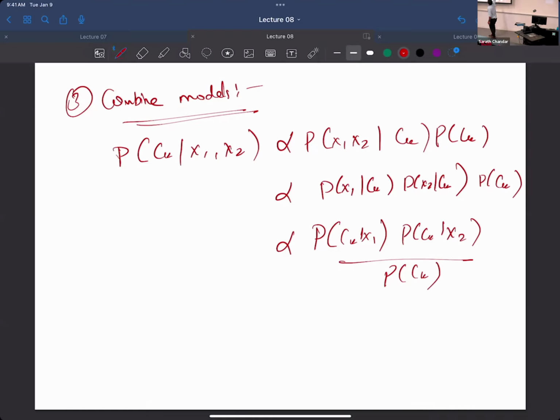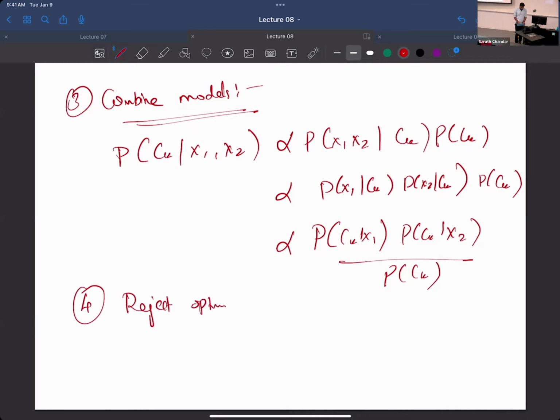Now you see I can write P of ck given x1, x2 as the product of P of ck given x1 and P of ck given x2. So it is enough to just train two models, one for P of ck given x1 and one for P of ck given x2. You can use one model with whatever test that you have done. If you want to do a second test, then you can combine the predictions together by using this formula. Is it clear?